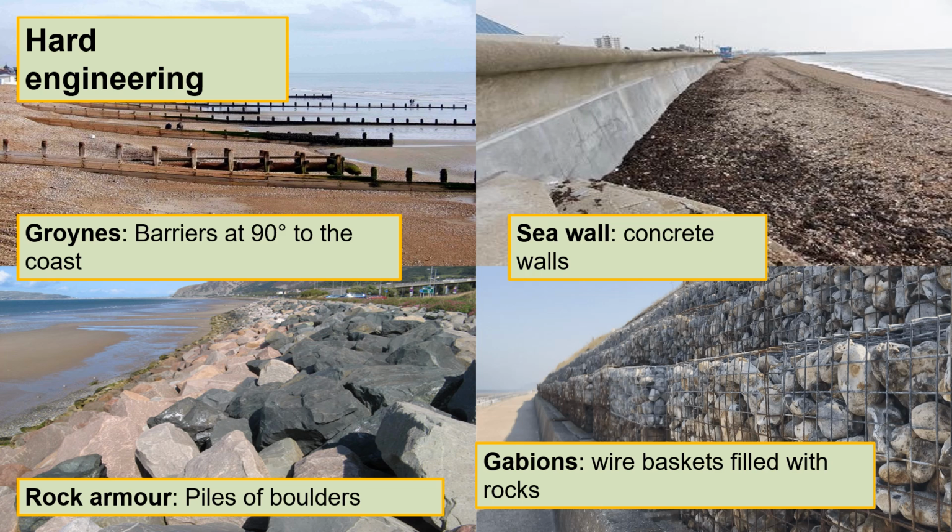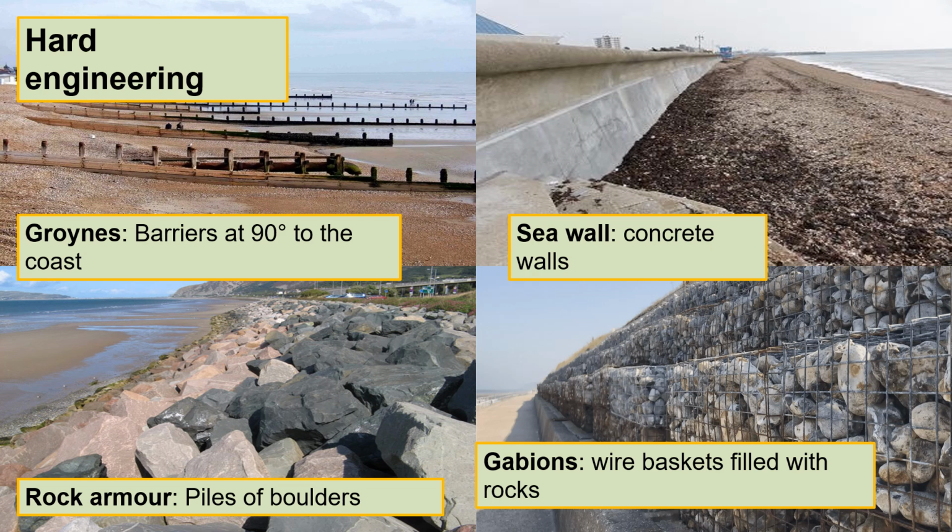financially suffer. And the final hard engineering strategy is gabions. These are wire baskets filled with rocks. A positive of these is the gabions absorb the wave energy, which means areas at the back of the beach and behind the gabions will not erode.